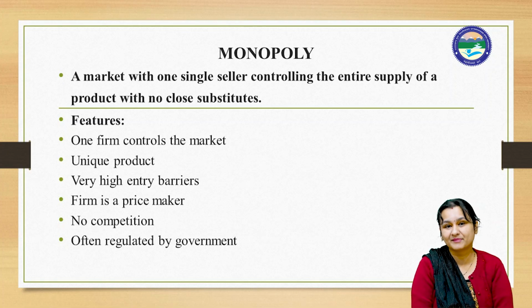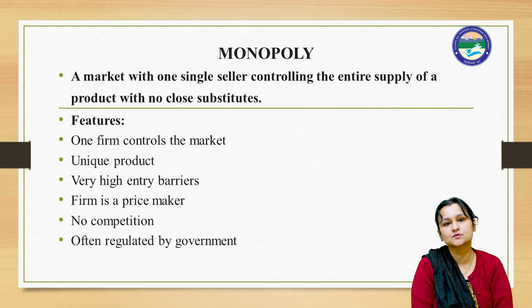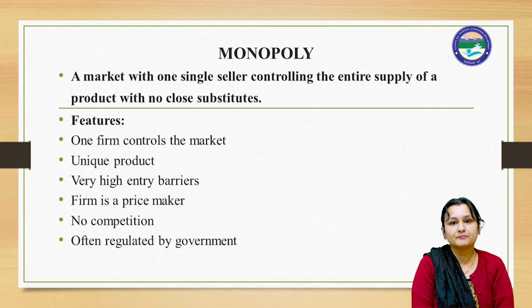And the firm here is a price maker. It means the monopolist sets the price. They are free to set the price because they have full control over supply. They have full control, so they fix their prices. And there is no competition. The monopolist faces no rivals, which makes it unique. They are handling everything singly. The entire market is theirs, so it faces no rival firms in the market, so there is no competition.